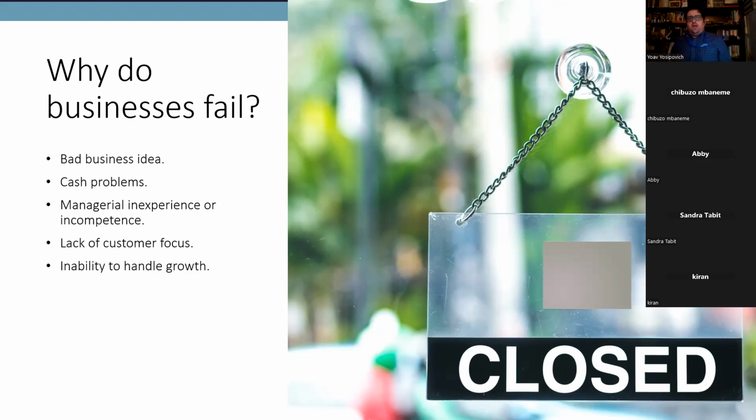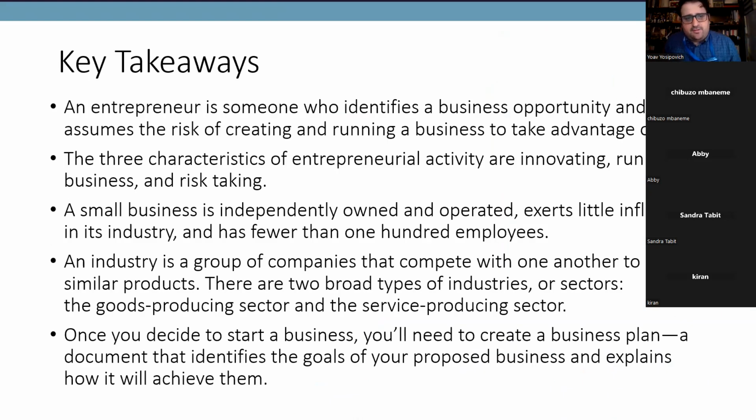So, just to end our notes, here are some key takeaways I want to talk about. An entrepreneur, as we mentioned in our class, is someone who identifies a business opportunity and assumes the risk of creating and running their own business, taking advantage of it. The three characteristics of entrepreneurial activities are innovating, running a business, and risk taking. A small business is independently owned and operated, exerts little influence in its industry, and has fewer than 100 employees. An industry is a group of companies that compete with one another to sell similar products. There are two broad types of industries: the goods-producing sector and the service-producing sector.